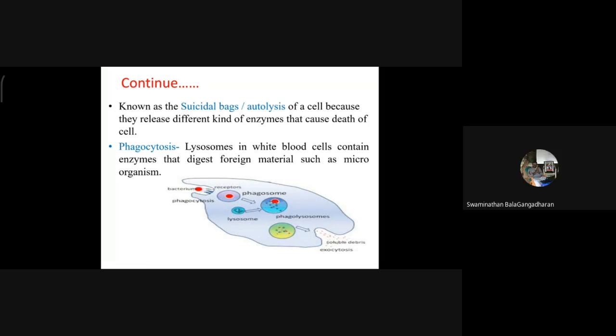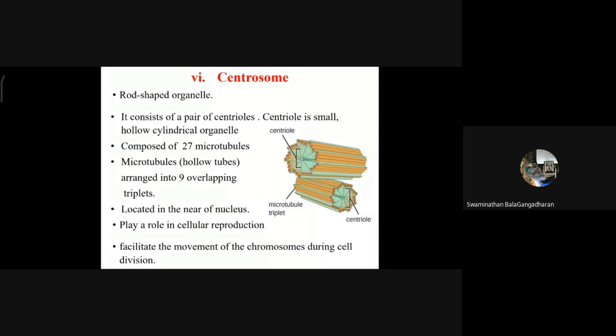Yes, ma'am. Okay. So now we are proceeding to centrosome. Centrosomes are rod-shaped organelles. They are like, we all have seen a straw. These are just like a straw only. Very small straw-shaped structures. And these are present in groups of 3. You can see here in the picture clearly. They are present in groups of 3.